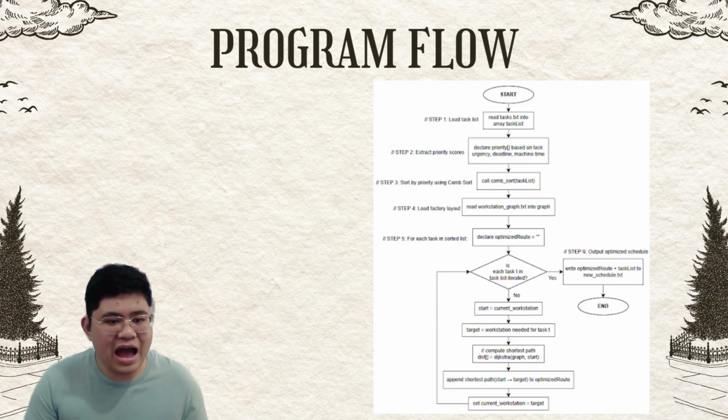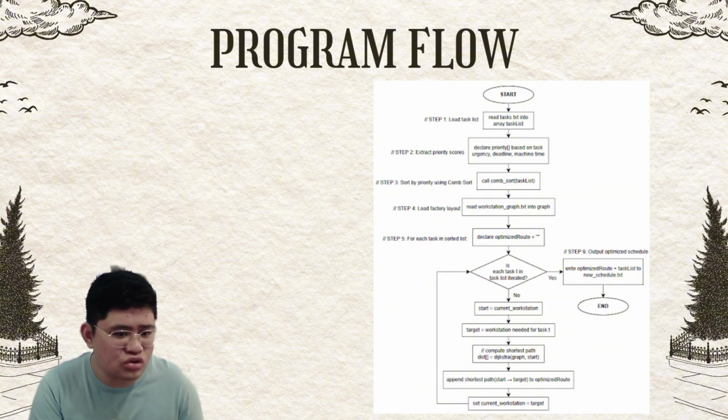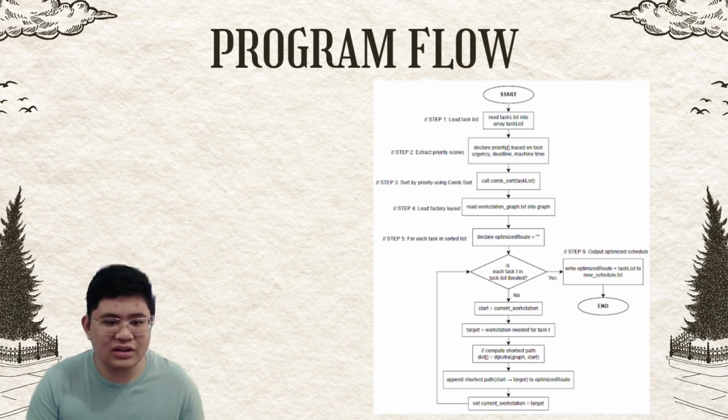Finally, the program outputs the optimized schedule to a file named schedule.txt. The file contains 2 main sections: first, the optimized route for each task, and the sorted task order with their computed priorities. This allows the factory staff to follow the planned sequence of tasks and the most efficient path between workstations. This reduces worker fatigue and also improves workflow efficiency.